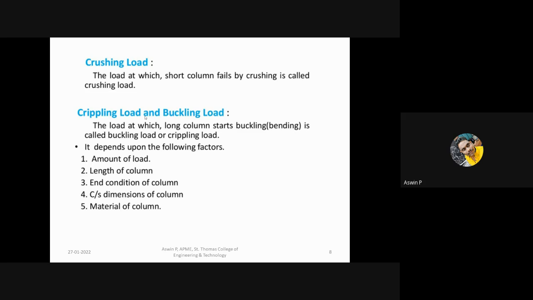Please write down fast. There are 5 parameters which determine crushing load as well as crippling load. According to these 5 parameters, we are going to derive Euler's equation and Rankine's equation. So these are very important parameters: amount of load, length of the column, end condition of the column, cross-sectional dimension of the column, and material of the column. Have you written? May I go to next slide?